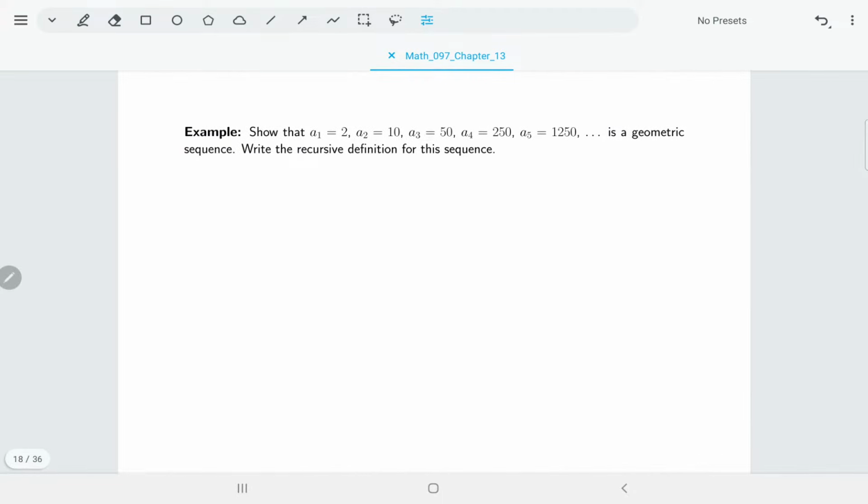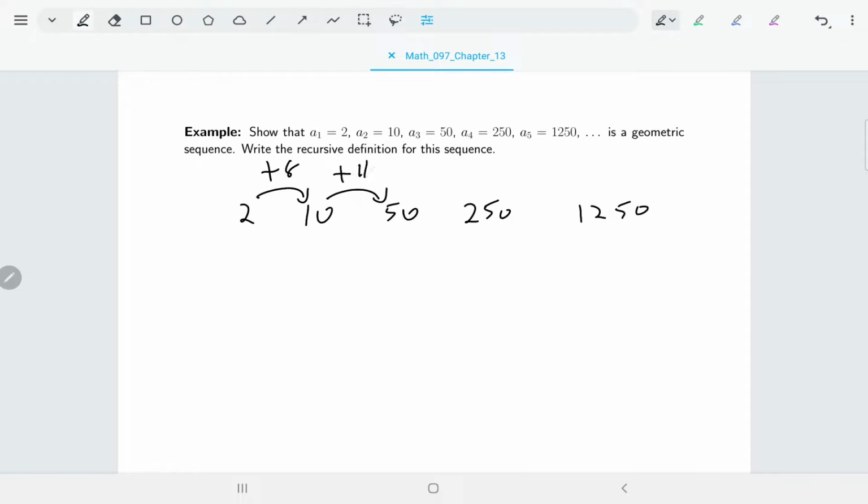So first off, just to see whether we've got a geometric sequence at all, the one thing that we notice, this is not arithmetic for sure, because if you're looking at the numbers 2, 10, 50, 250, and so on, and thought it was arithmetic, you would notice immediately that it couldn't be, because we go up by adding 8, then adding 40, then adding 200. This is definitely not arithmetic, because the amount that we're adding each time is not a constant.